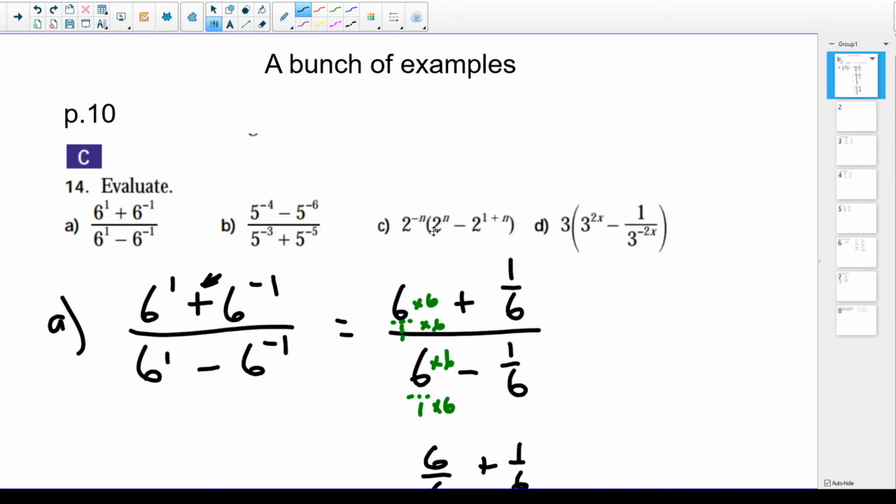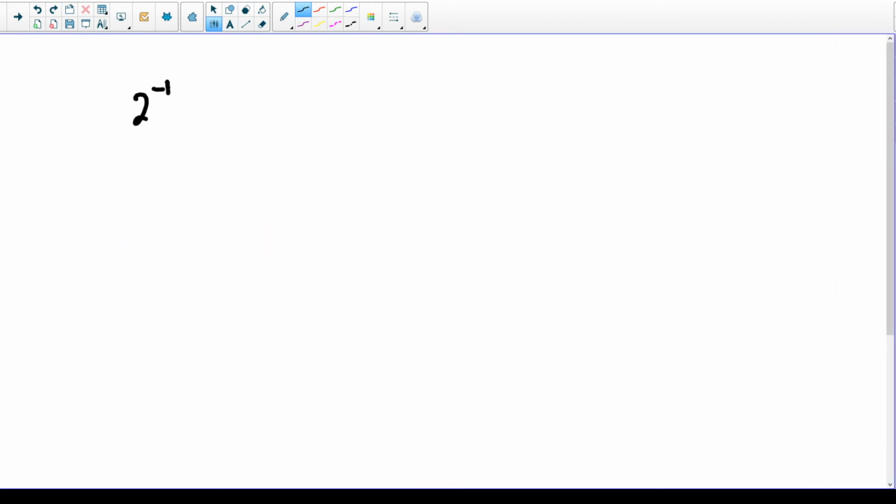So it's 2 to the negative n, 2 to the n, and 2 to the 1 plus n. So let me see if I can remember that. 2 to the negative n, 2 to the n, 2 to the 1 plus n. I had a student ask me a question about this one, and I just want to go over it so that we can talk about the puzzle nature of this question and the interesting setup here.